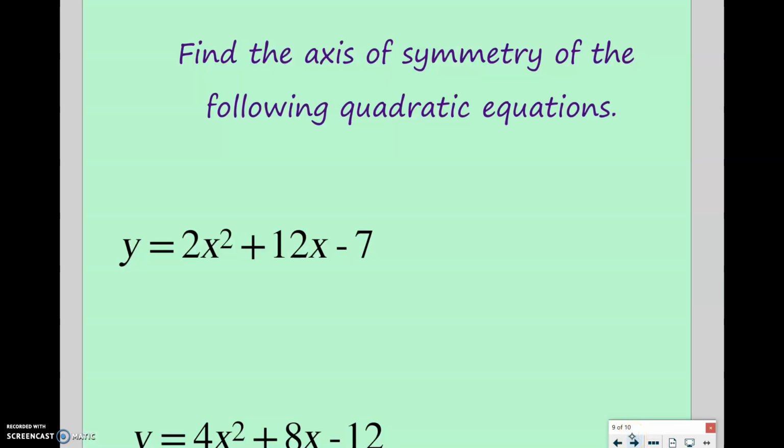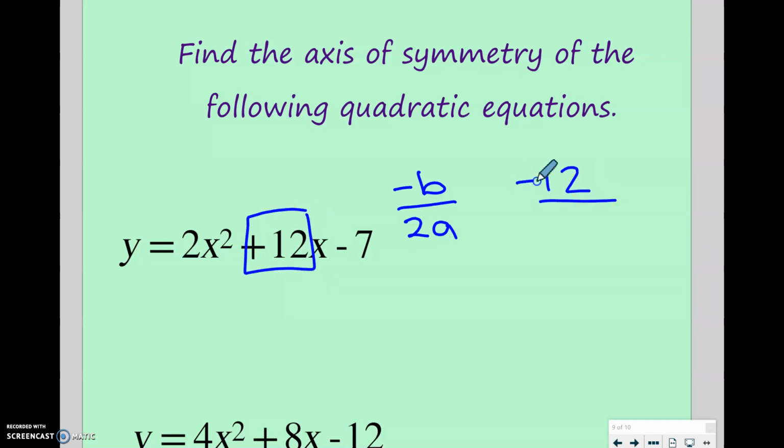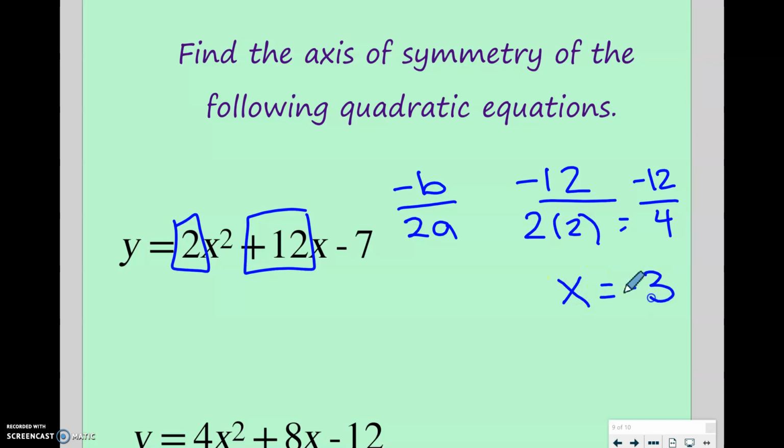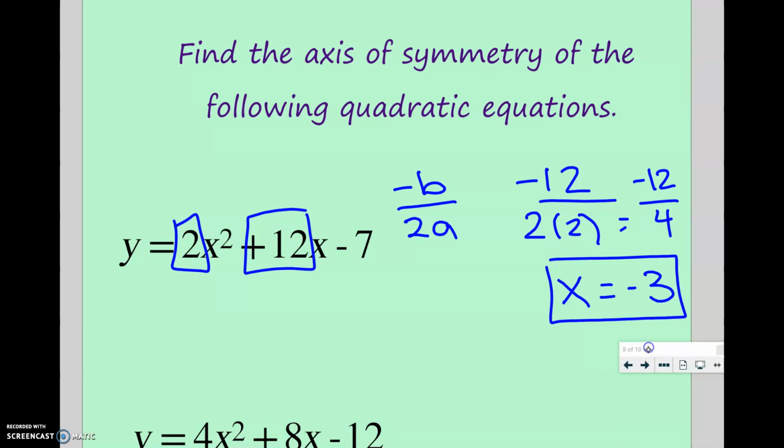So here I have the equation. I don't even need to graph it. I'm going to find the axis of symmetry by doing negative b over 2a. So here's my b, 12, negative b over 2a, so 2 times a, which is 2. So I get negative 12 over 4. So my axis of symmetry would be at x is equal to negative 3. Remember, my axis of symmetry is always going to be x equals negative 3 because that's the line or the x value it goes through.